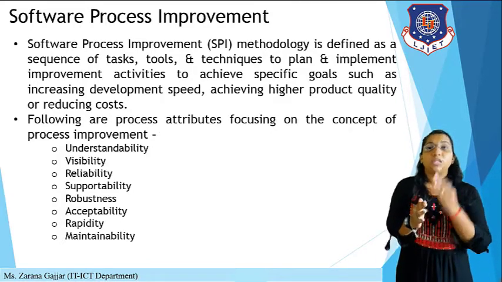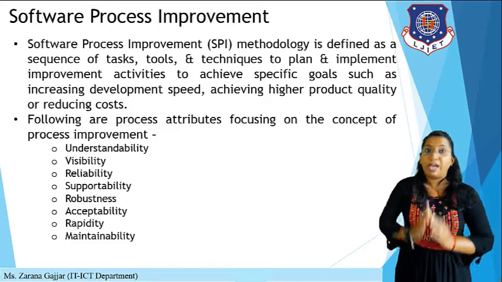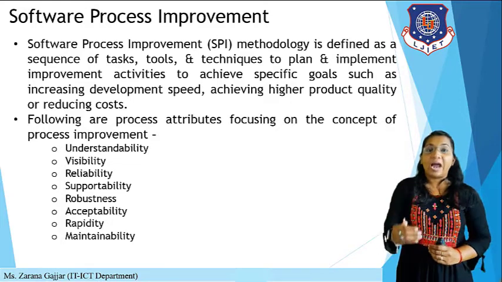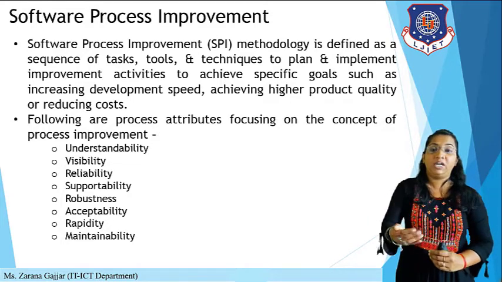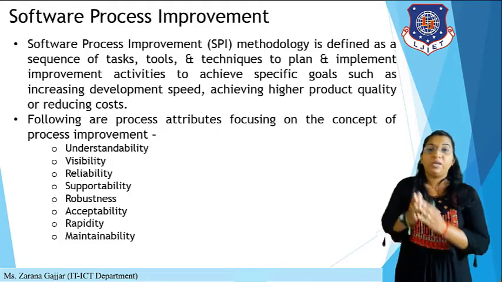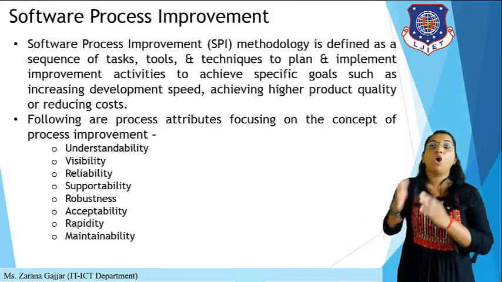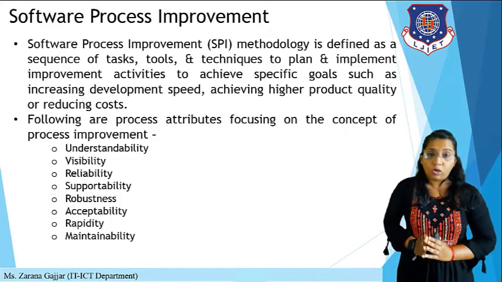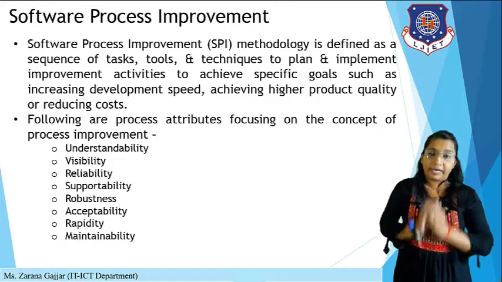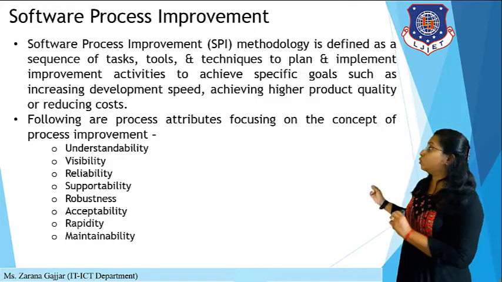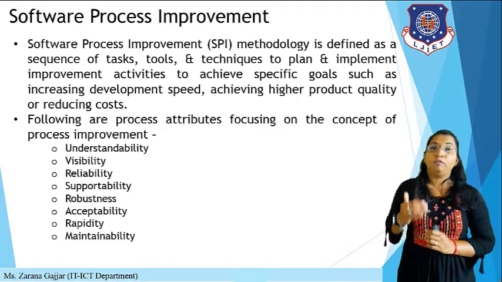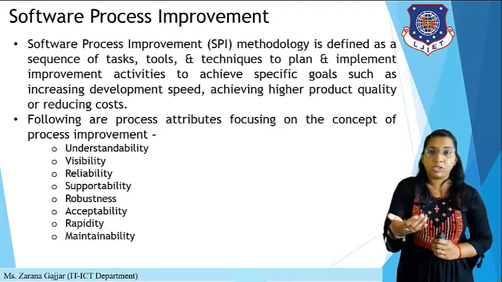Software process improvement methodology is defined as a sequence of tasks, tools and techniques to plan and implement improvement activities to achieve some specific goal, such as increasing development speed, achieving higher product quality or reducing the cost. So minimizing the cost and delivering a good quality product is what you can include in software process improvement.